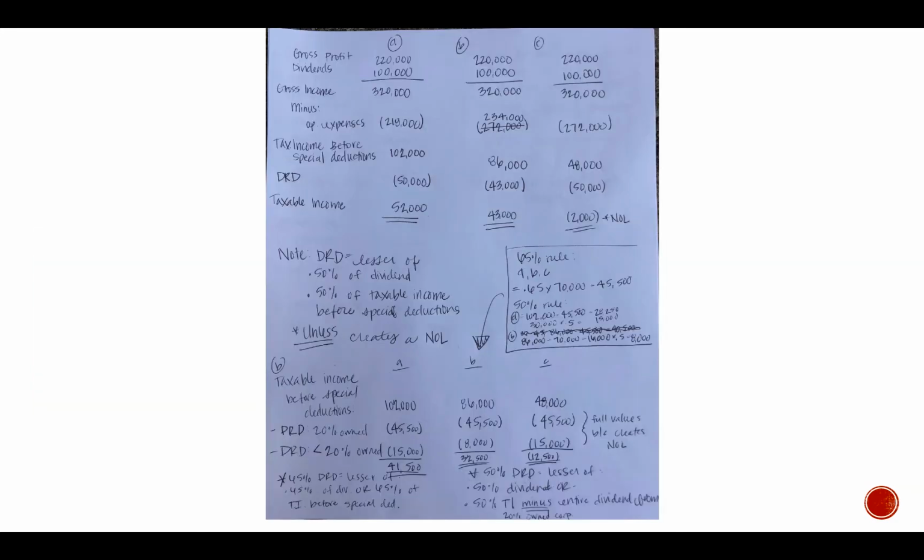And you can see down at the bottom, I have a note: the dividends received deduction is the lesser of half of the dividends or half of the taxable income before special deductions. So our taxable income is $102,000. So the 50% of taxable income limit would be $51,000. Half the dividend is $50,000. So that is less. So the dividends received deduction in Part A is going to be $50,000, leaving taxable income at $52,000.